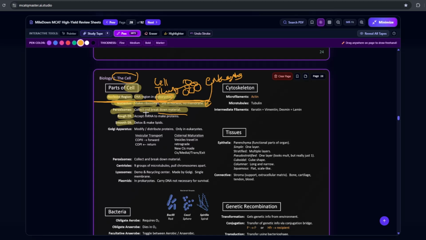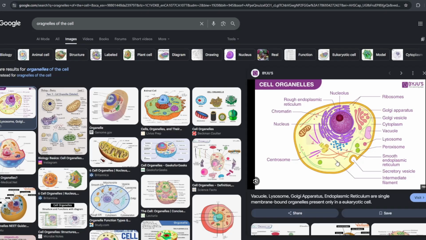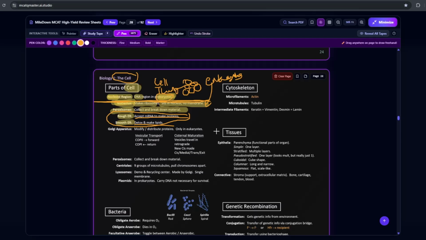Then rough ER and smooth ER. So kind of learn these together. ER is also known as endoplasmic reticulum. ER is just a short form. Rough ER accepts mRNA to make proteins, and the smooth ER is detox and make lipids. So that's the function of them. And where is the smooth endoplasmic reticulum? It's over there. Yeah, you also have rough endoplasmic reticulum, which is over here. It's even closer to the nucleus.